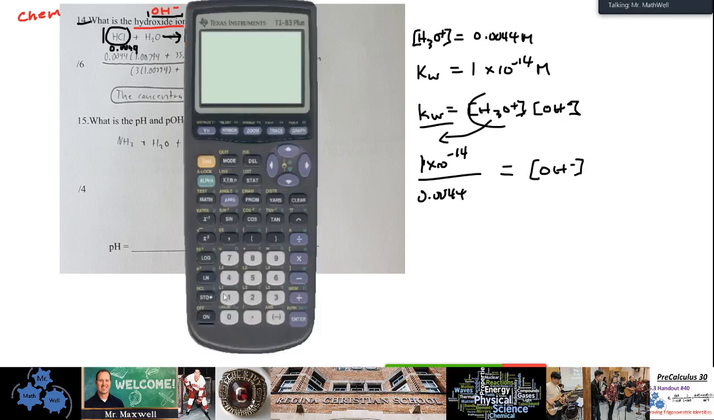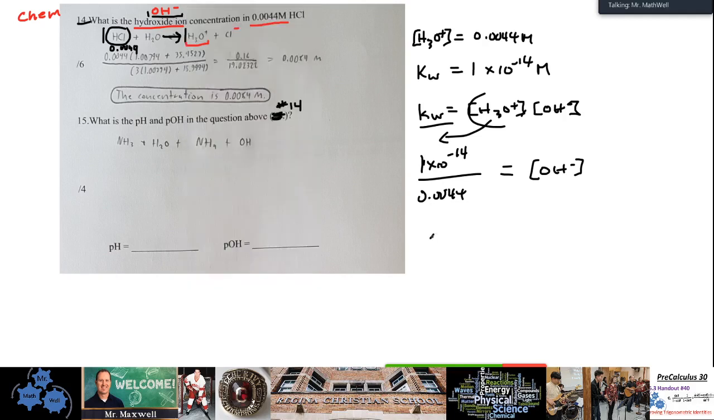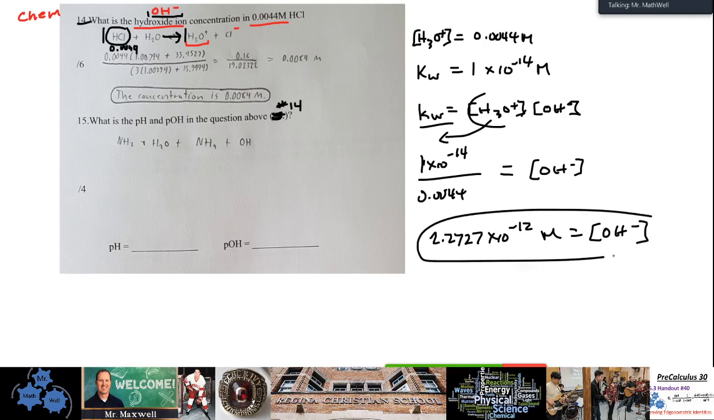So if we get out our calculator and let's do that here. So 1, use your exponential or your scientific notation, negative 14 divided by 0.0044, and we get 2.27 times 10 to the negative 12. 2.27 times 10 to the negative 12. That's going to be molar, and that's going to be our concentration of OH minus. So that is the answer for 14 there. Okay, so unfortunately we're a little bit off track here with this work here, but this is how you would do 14.